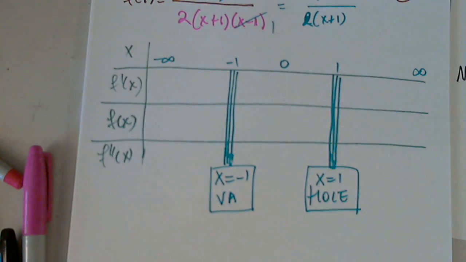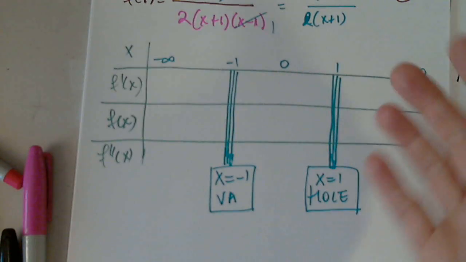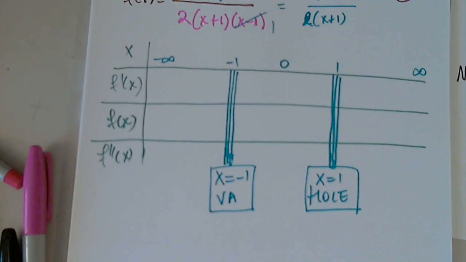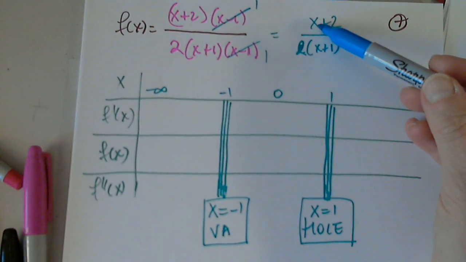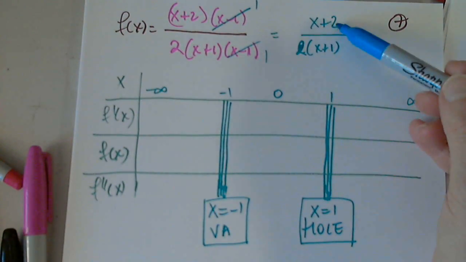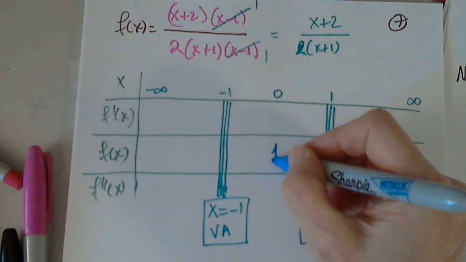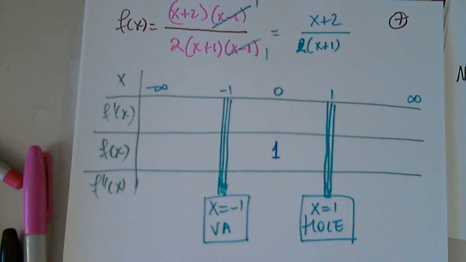The hole in the graph is given by the fact that the function is undefined at 1, but the factor disappears, which clearly states that that cannot be a vertical asymptote anymore. Good. At this point, I will plug in 0. So 2, this is 1. 2 over 2 will be 1 for f of 0.